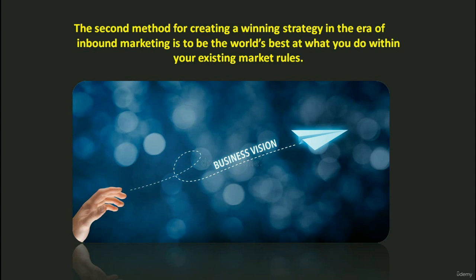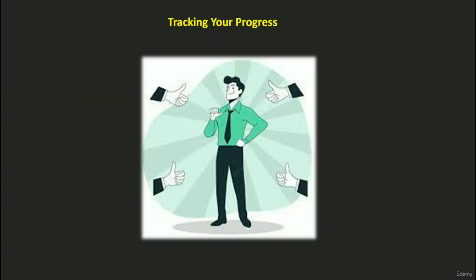The second method for creating a winning strategy in the era of inbound marketing is to be the world's best at what you do within your existing market rules. If you are not the world's best within your market, define your market more narrowly before one of your competitors takes that position. Tracking your business and progress is particularly hard to measure here.